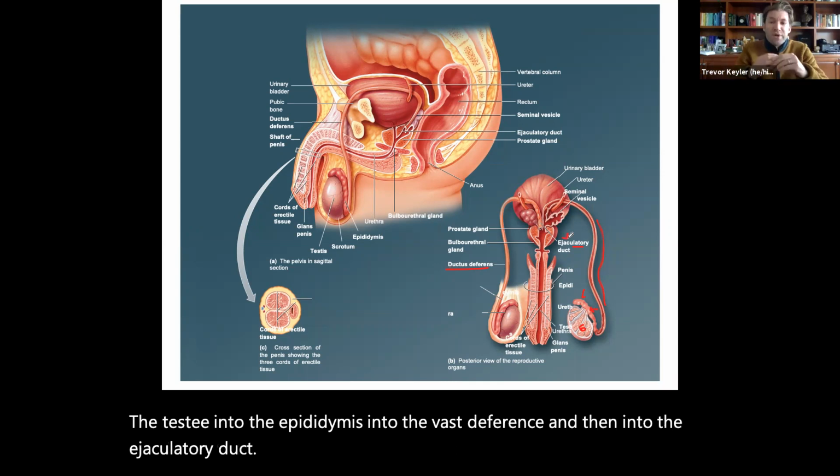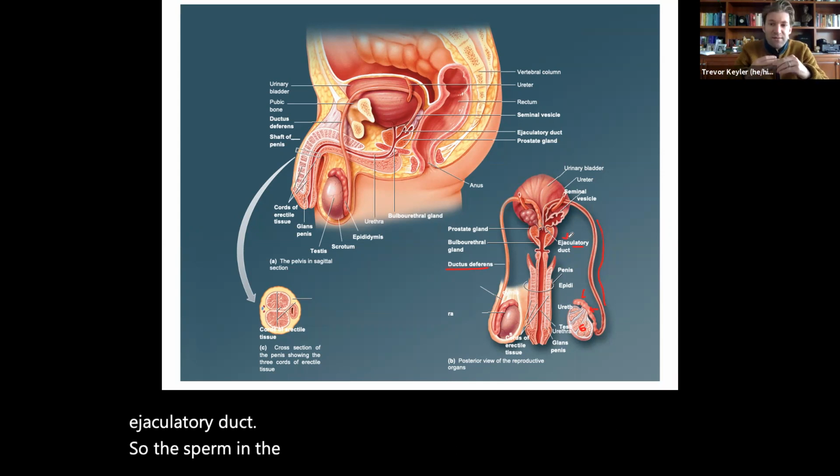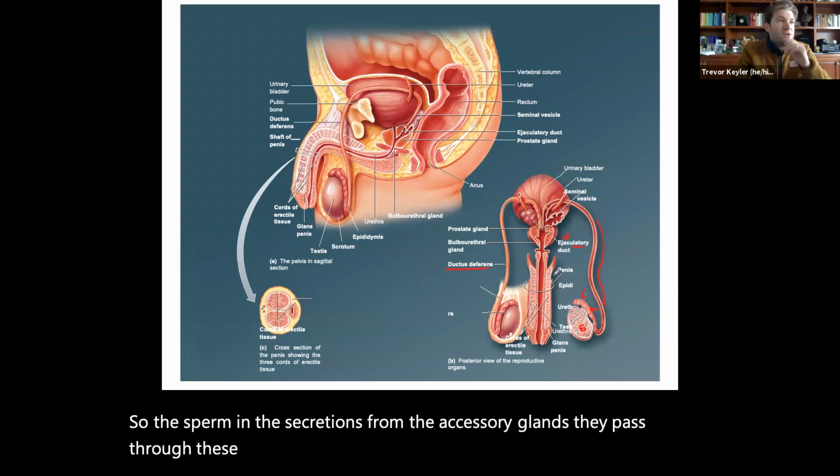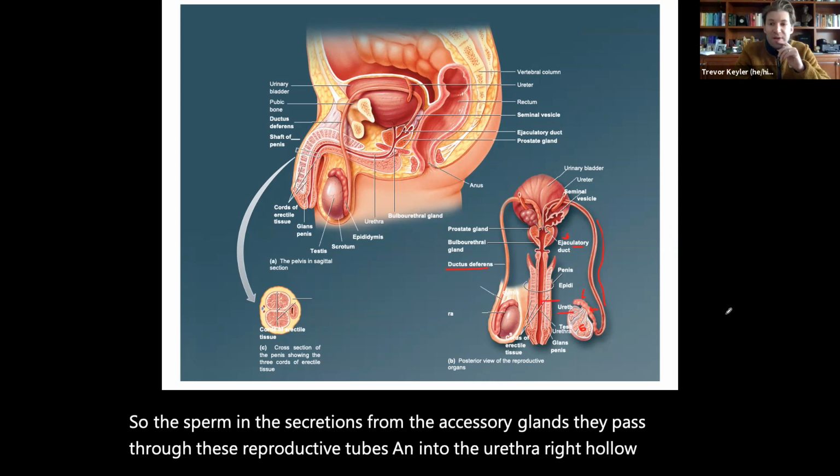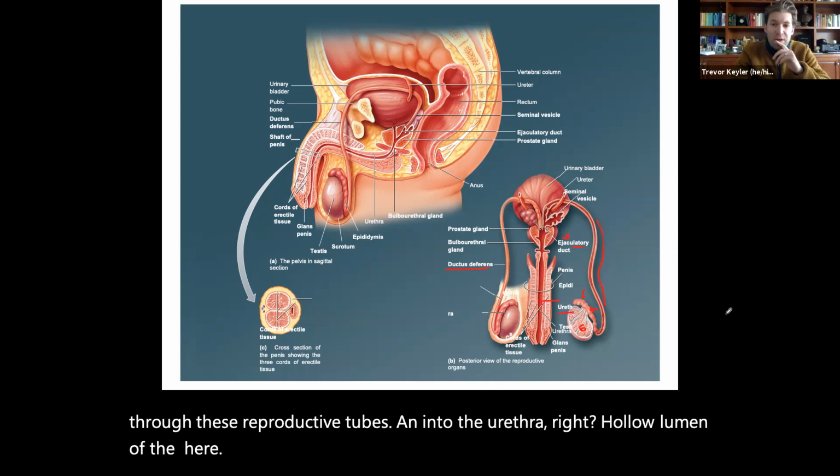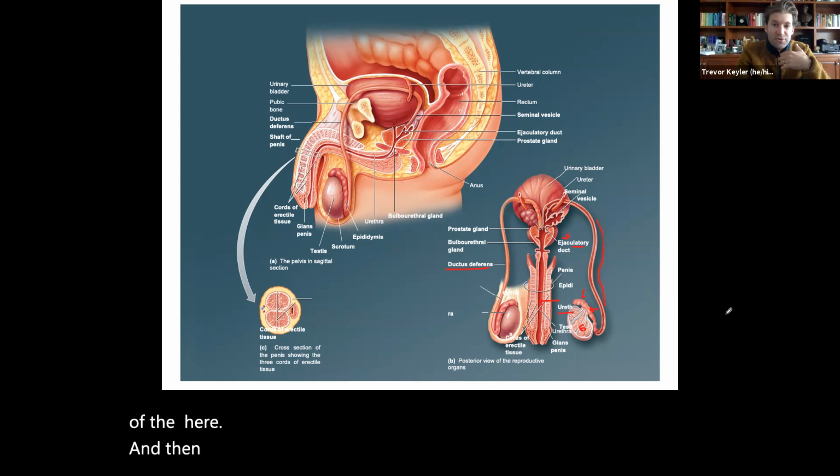The sperm and the secretions from the accessory glands pass through these reproductive tubes and into the urethra, the hollow lumen of the penis here. And then we empty to the exterior upon ejaculation.